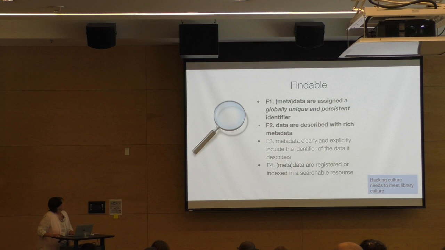So if we look deeply into what findable means, you can see that there's four principles. And number one is data or metadata, and we'll describe what that is in just a moment, are assigned a globally unique and persistent identifier.